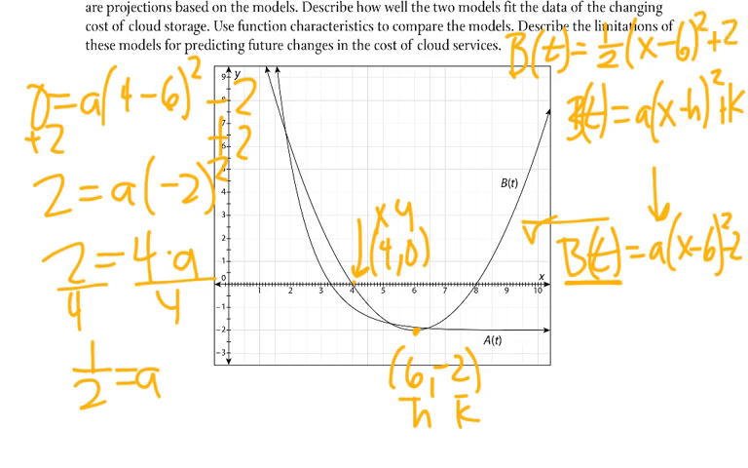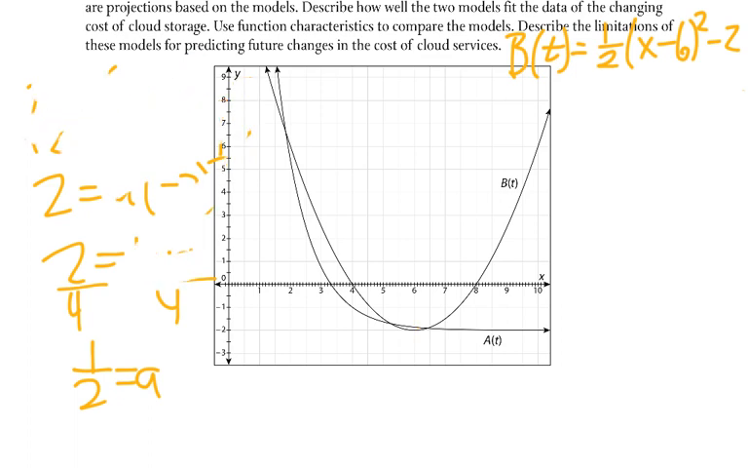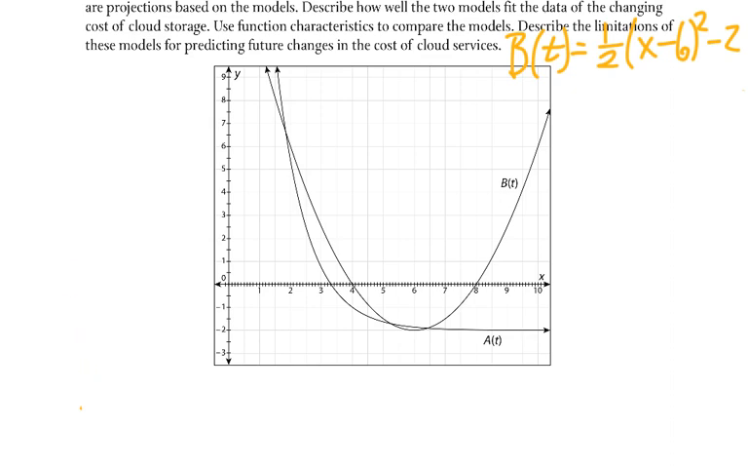And that would be my, or not plus 2, minus 2. There we go, minus 2. And that would be my first equation. Okay. Now, to find the exponential, we have a problem because we can't really see where the y-intercept is.